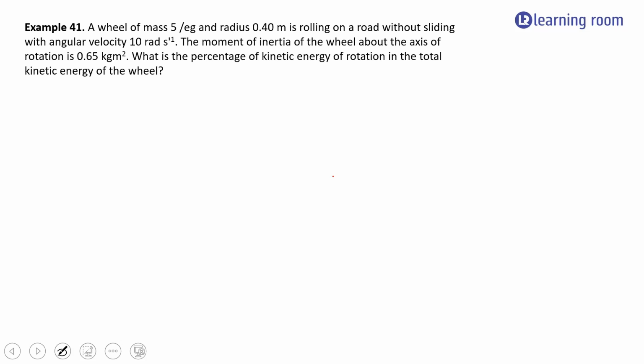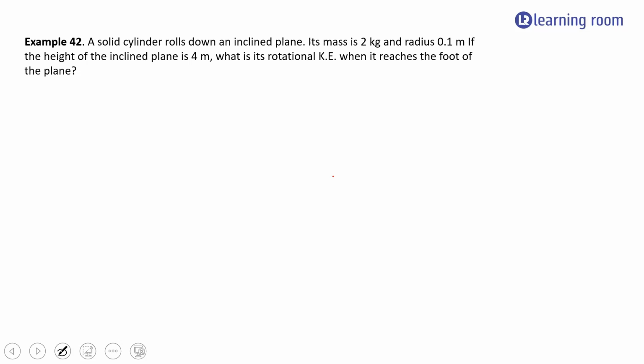Let me see if there are good formulas. Try this one. Example 14. A solid cylinder rolls down an inclined plane. Its mass is 2 kg and radius is 0.1 meter. If height of the inclined plane is 4 meter, what is the rotational kinetic energy when it reaches the foot of the plane?